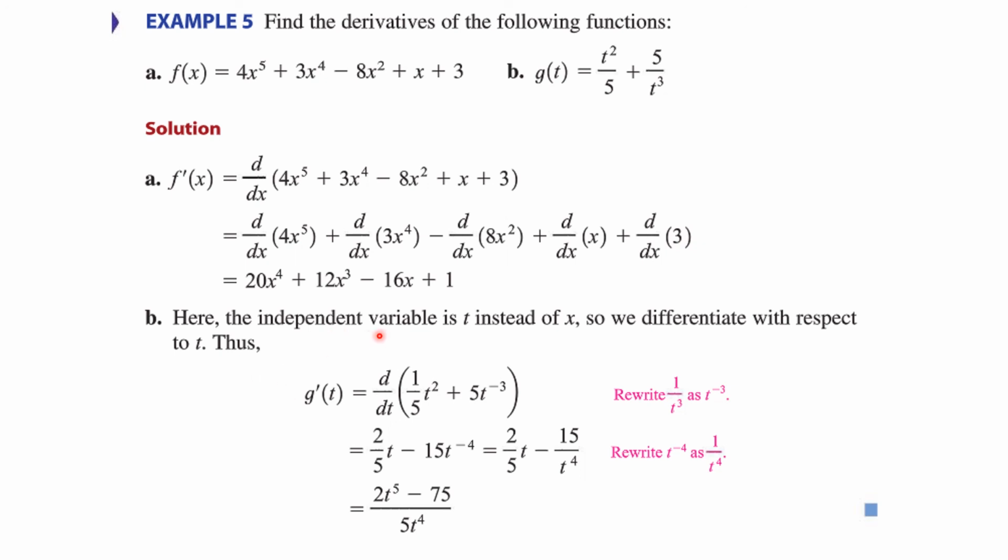Here the independent variable is t instead of x, so you're taking the derivative with respect to t. Notice that here we just call it g prime, and we do it. Now here what's going to happen is we do it term by term, so it is 2/5 t to the 1. And here it's going to be minus 15t to the minus 4. I can write it this way, and I could also get a common denominator if I cared to.